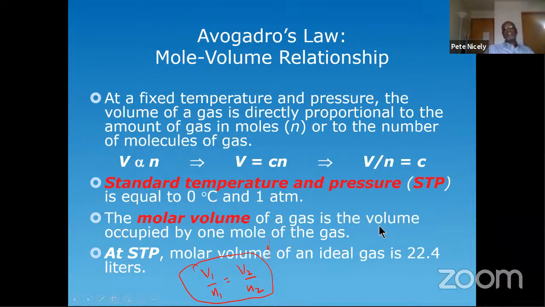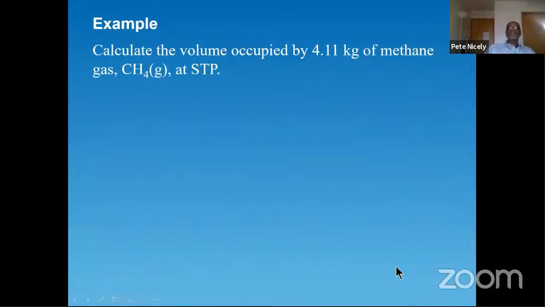Arising from that, there's another definition known as the molar volume, right? The molar volume of a gas, by definition, is the volume occupied by 1 mole of the gas. And it is found that we can actually prove this mathematically, that under STP conditions, the molar volume of an ideal gas is equal to 22.4 liters. So for every mole of an ideal gas, if the conditions are STP conditions, then the volume occupied by 1 mole of the gas would be equal to 22.4 liters. All right? Okay, so that's as far as Avogadro's law is concerned.